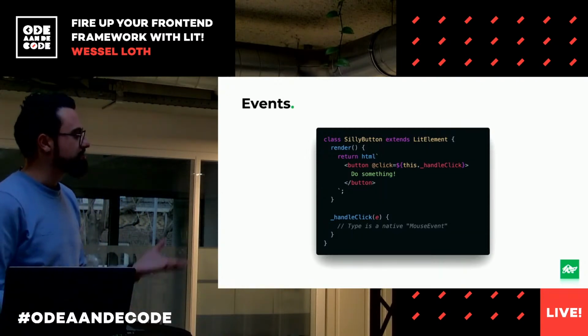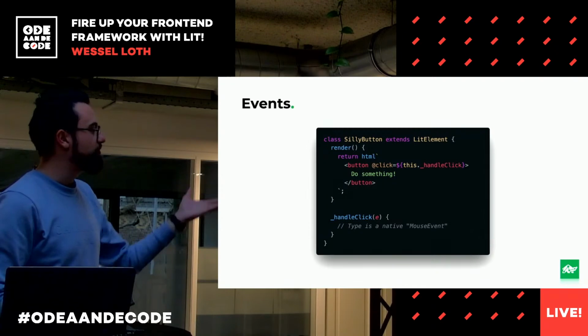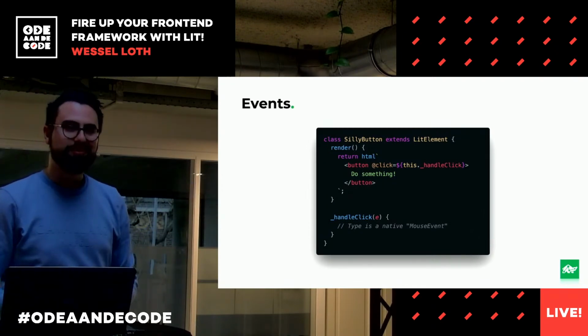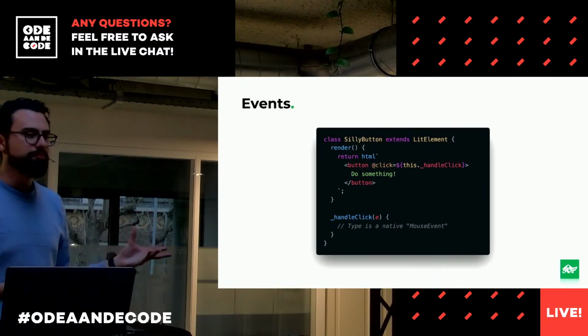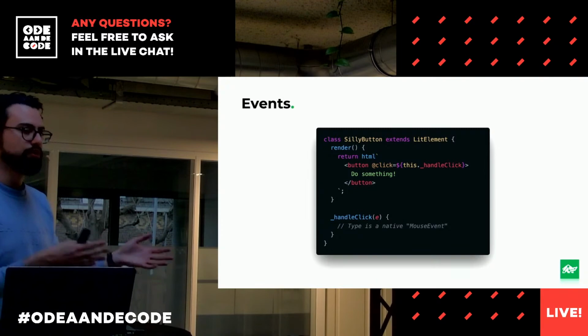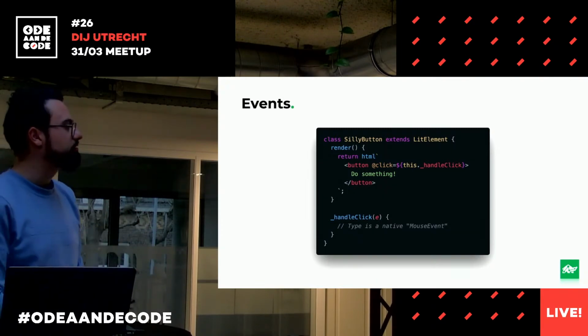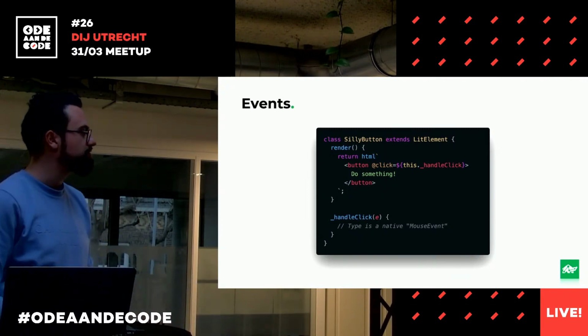So here I have just a button. If you click on it, some function gets called. That's not really a very exciting example. So this works for all basic built-in browser events. Usually the syntax is onclick, onblur, but here it's just @click or @blur to execute some logic.